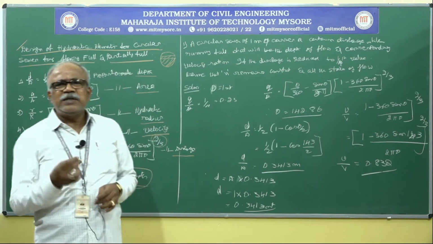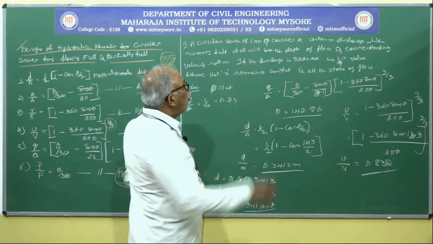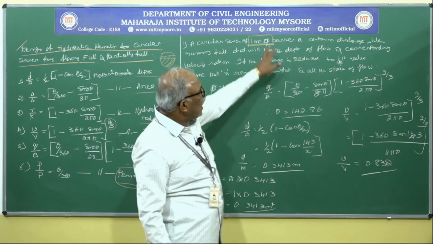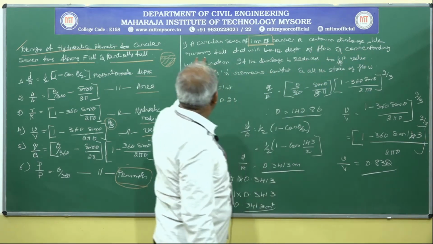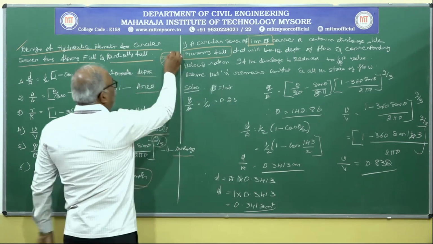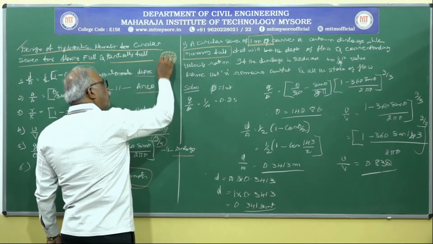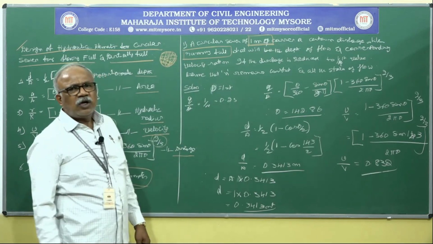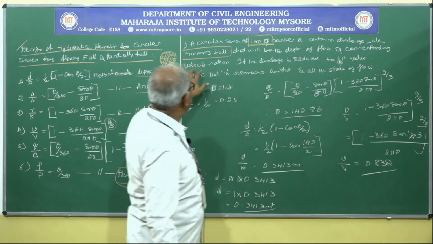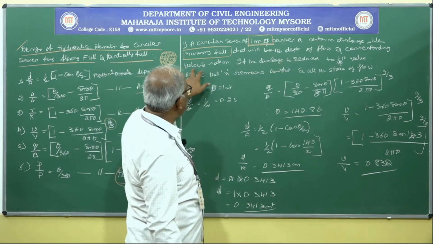Very simple concept. First I will take up one problem: a circular sewer of 1 meter diameter carries a certain discharge while running full. This is the main point, running full. So whatever wastewater is discharging through the pipe, it should be flowing with the full area. Are you clear or not? Running full. What will be the depth of flow and corresponding velocity ratio?